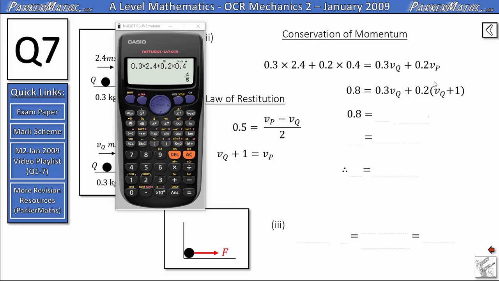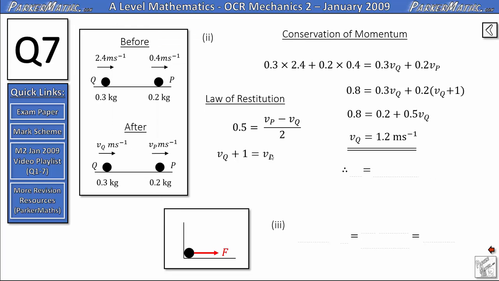If we now expand the brackets on the right hand side, we're going to get 0.2 plus 0.5 Vq. Subtracting 0.2 from both sides and then multiplying up by 2, we get Vq equals 1.2 meters per second. Since we know that Vp is Vq plus 1, that means that Vp will be 2.2 meters per second.